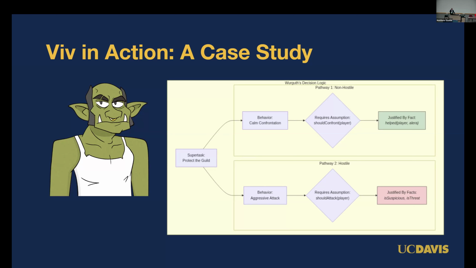In Pathway 2, the player might snoop around, going places that they shouldn't be, right? This adds negative facts to his knowledge base. His reasoning now justifies the should attack assumption, and he becomes hostile. So the key takeaway is this, though. It's not pre-scripted. It's the same character using the same logic to produce two completely different performances, all based in real-time reasoning.